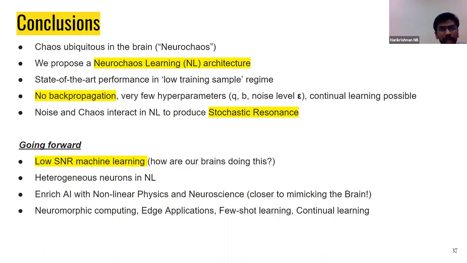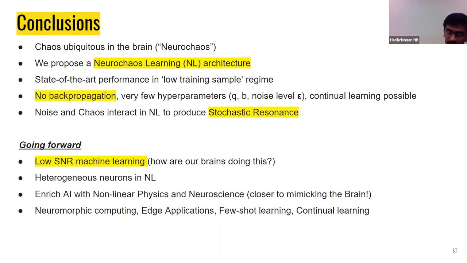Other applications we want to try are neuromorphic computing and edge applications. Since it has very few parameters, the method will be useful for edge applications. And we also want to apply this for few-shot learning and continual learning.